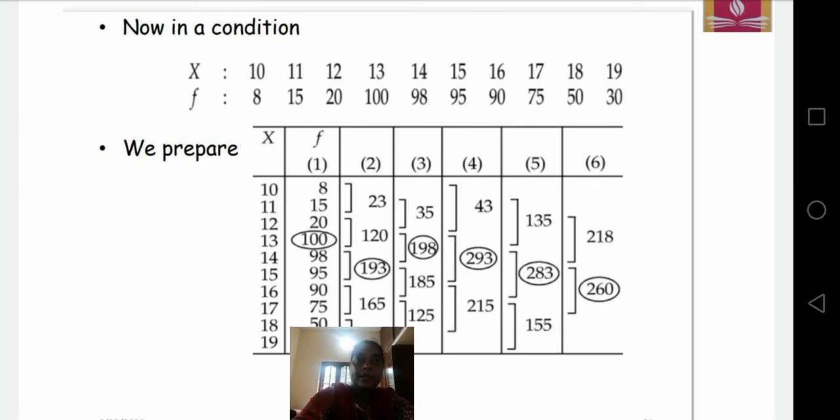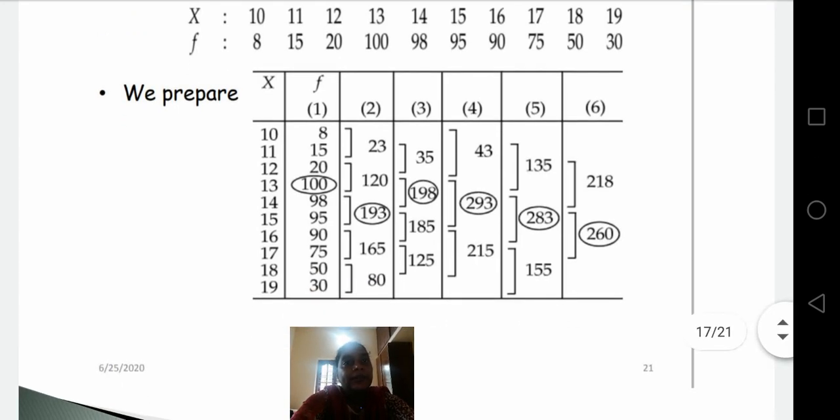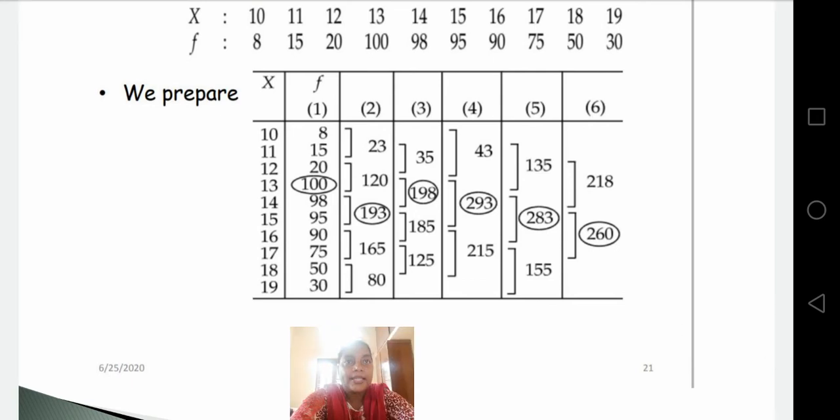Then what we need to do. So we know that approximately the value 13 is repeated 100 times, isn't it? So that means here it is somewhat near to 140, the value may round up. So these are the first one.